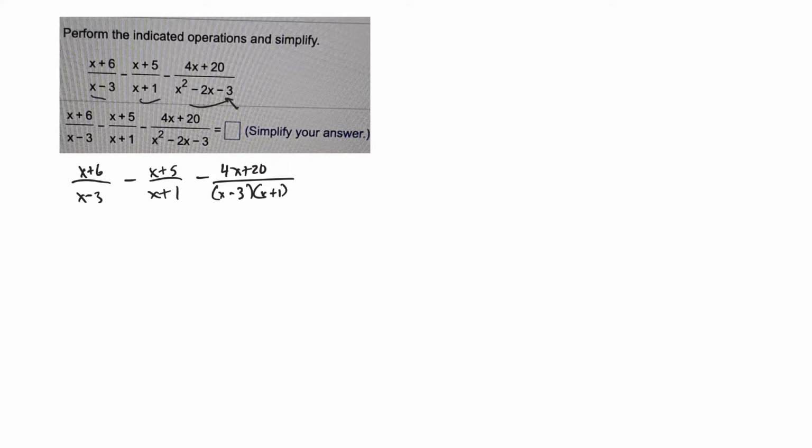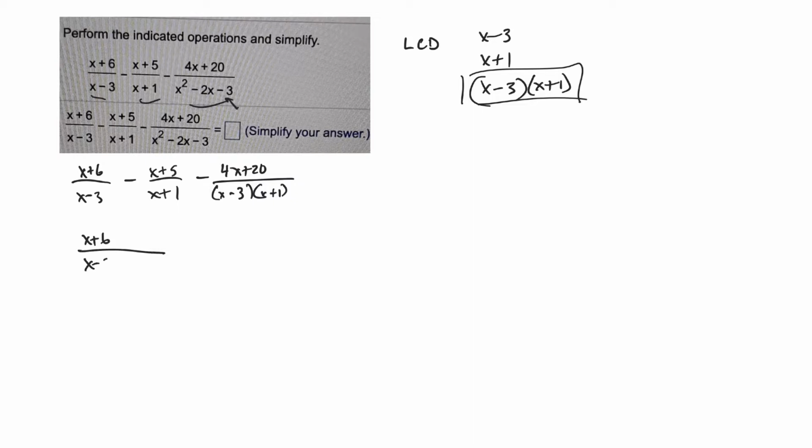So let's figure out our lowest common denominator. The first one has an x minus 3, the next one has an x plus 1, and the last one has both of those. So it looks like this is going to be my lowest common denominator. So let's rewrite things. x plus 6 over x minus 3 minus x plus 5 over x plus 1. Notice I'm just giving myself a bit of room there. Over 4x plus 20 over x minus 3, x plus 1.